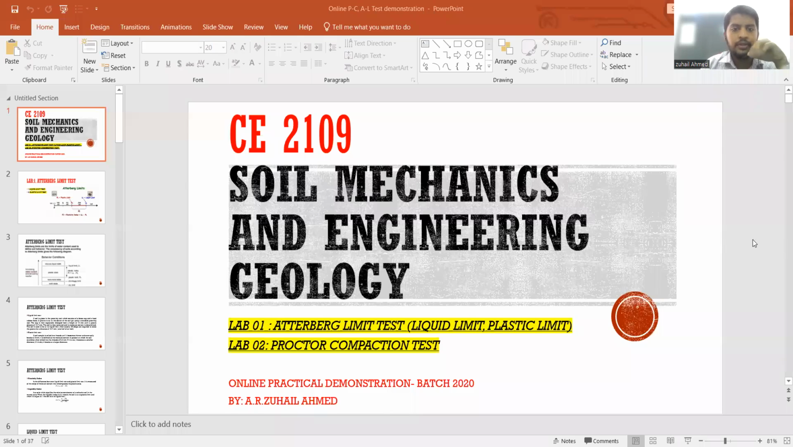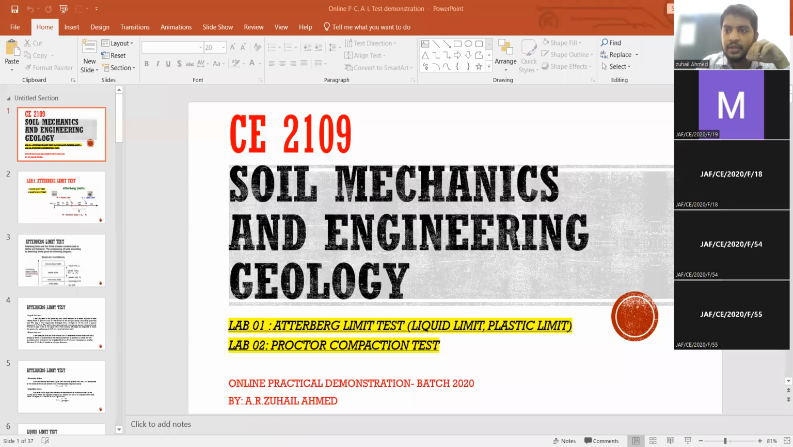Now we are going to see soil mechanics. There are two practicals we are going to see: one is the Atterberg limit test and the other is the Proctor compaction test. Under the Atterberg limit test, liquid limit and plastic limit tests are the most important tests we are going to see. So under that, I am going to explain first.